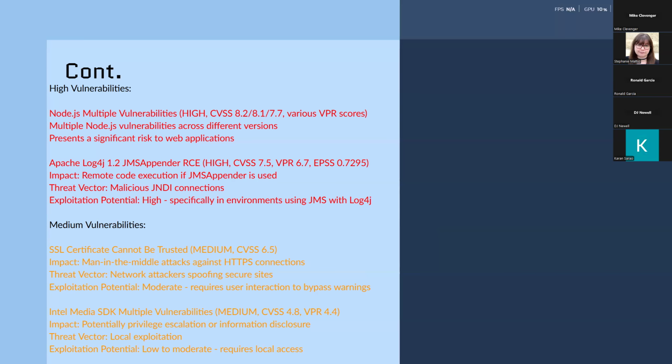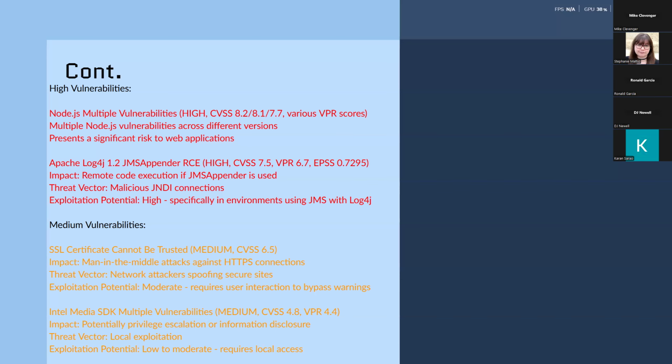There's a few medium vulnerabilities as well. It's got an invalid SSL certificate that cannot be trusted. That's a CVSS score of 6.5. It can lead to man-in-the-middle attacks against the HTTP connections. Network attackers would be able to spoof secure sites, given the fact that the HTTPS is vulnerable, and this threat level is moderate and requires user interaction to bypass some of the warnings.